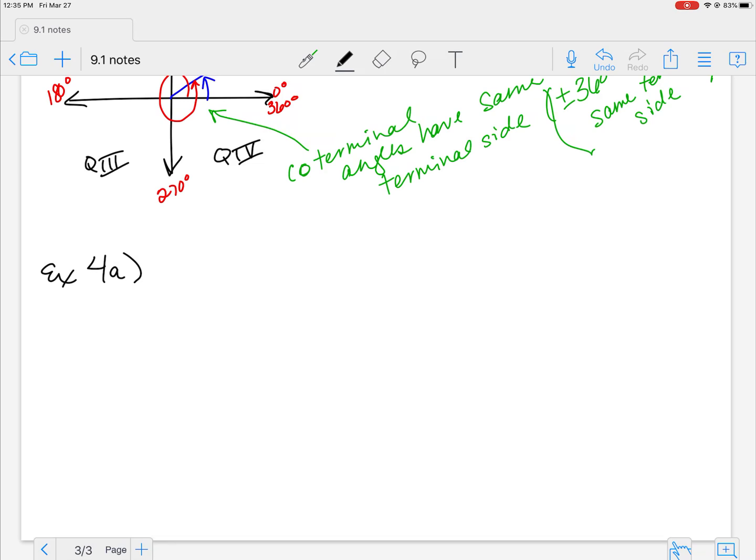Okay, so let's do a couple examples of this. Here I have example 4A. I want to find the coterminal angles. Find the least possible positive coterminal.